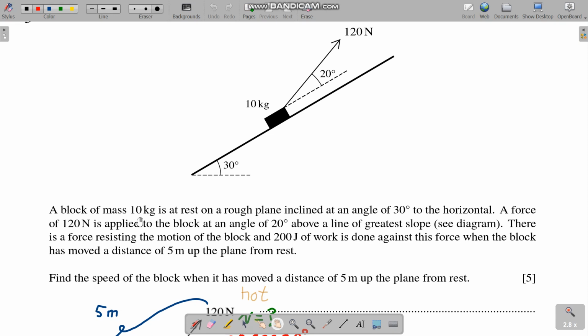Power. A block of mass 10 kg on a rough plane, so we have friction, inclined at an angle of 30 degrees. A force of 120 newtons is applied at an angle of 20 degrees. There is a force resisting the motion of the block. 200 joules is the work done against this force. The block moves 5 meters up the plane. Find the speed when it has moved.